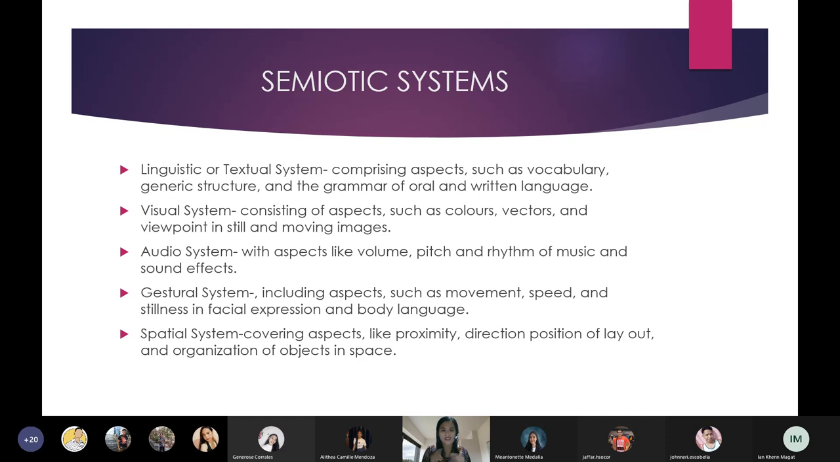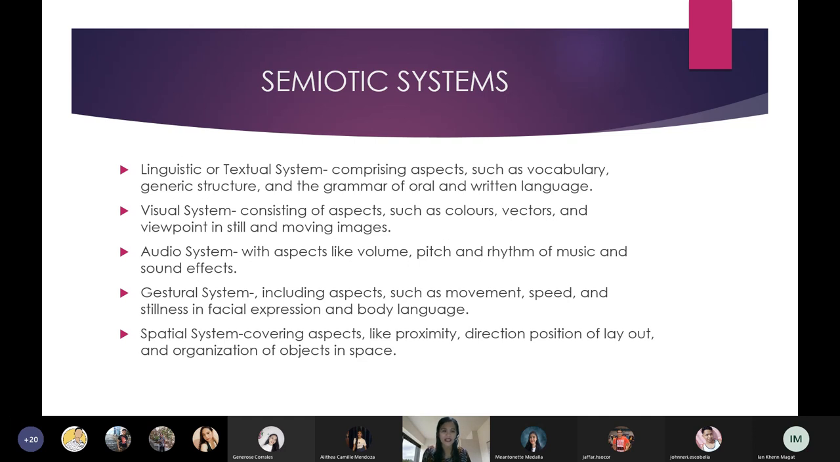Okay, so when we say pitch, that is the highness or lowness of tone. You're going to have what we call high pitch if you are emphasizing something to your audience, okay? And then the next one is the gestural system. From the word itself, it's gesture. Guys, it's not ge. Okay?